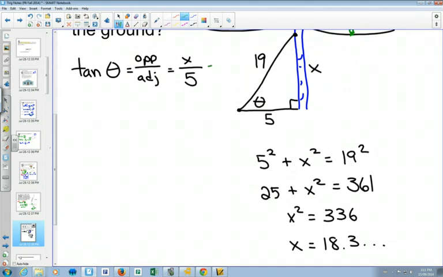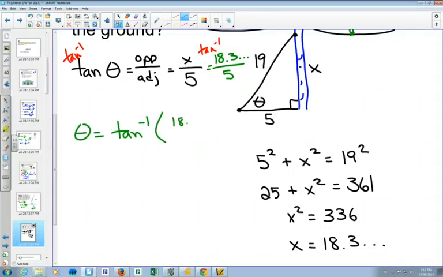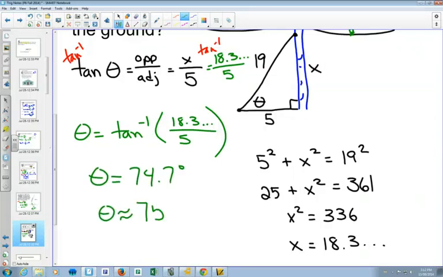So now I know that it's 18.3 over 5 as my ratio. So if I want to find theta, well, right now I have tan of theta. The opposite of tan is the inverse, tan inverse. So I could do tan inverse on both sides, and I'll say that theta is equal to tan inverse of 18.3 divided by 5. I get 74.7, which rounded to the nearest degree would be 75 degrees.